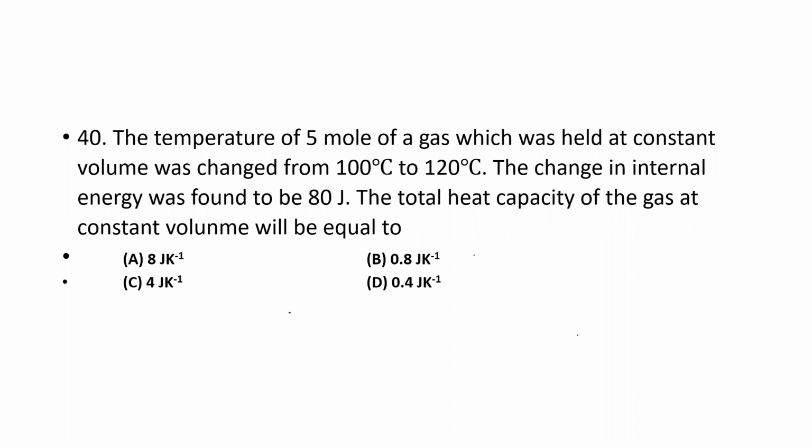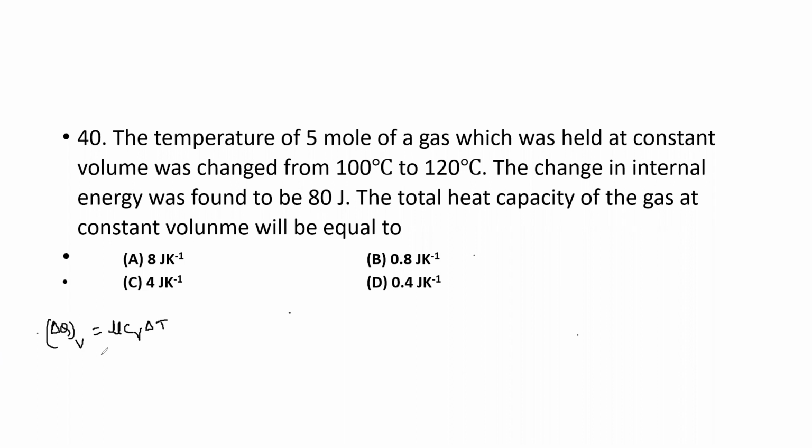When the temperature is changing from 100 to 120 degrees Celsius, the change in internal energy is given, it is 80 joules. The total heat capacity of the gas at constant volume will be. At constant volume, the total energy is utilized to increase the temperature. So here we can write delta Q of V is equal to mu Cv into delta T.